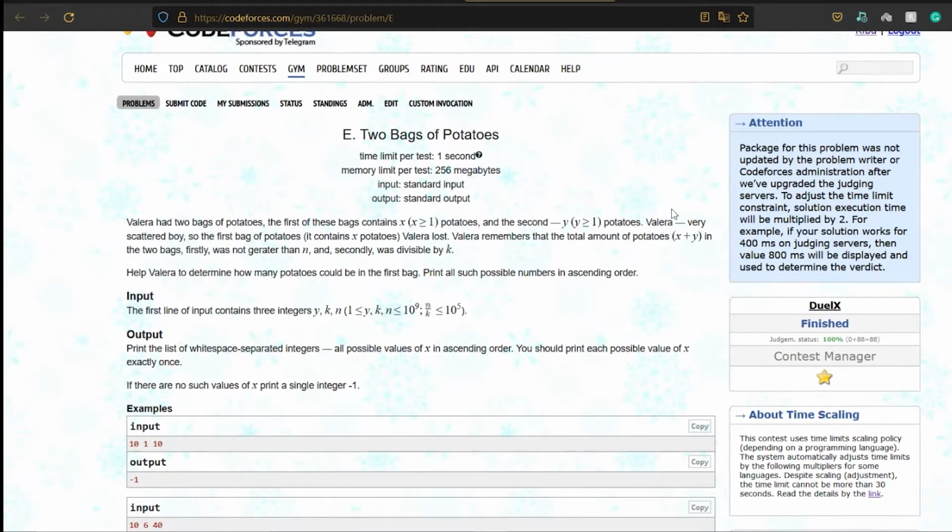Now, Valera is a very scattered boy. The first bag of potatoes contains X potatoes, and that bag Valera lost. So he only has the second bag now, but Valera remembers the total number of potatoes that he had, the first bag which he lost and the second bag which he currently has. He knows the sum of them: X plus Y in the 2 bags was not greater than N.